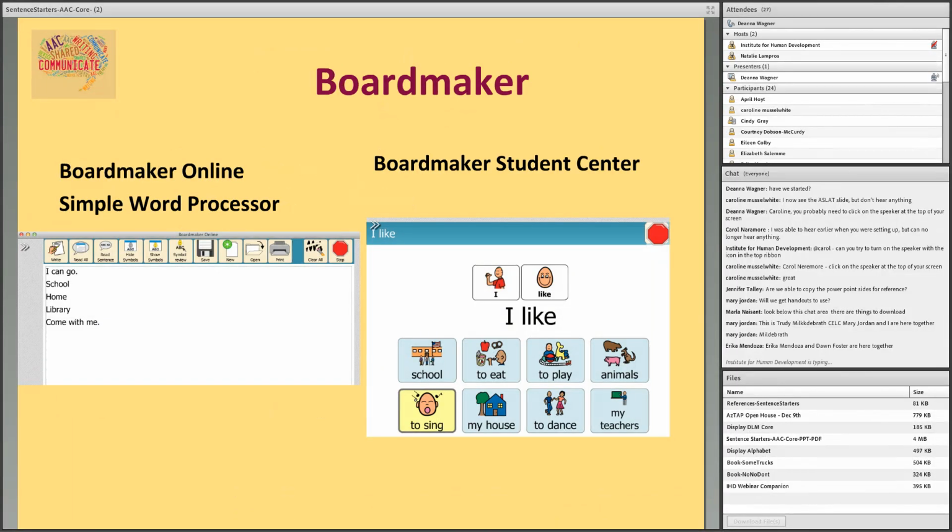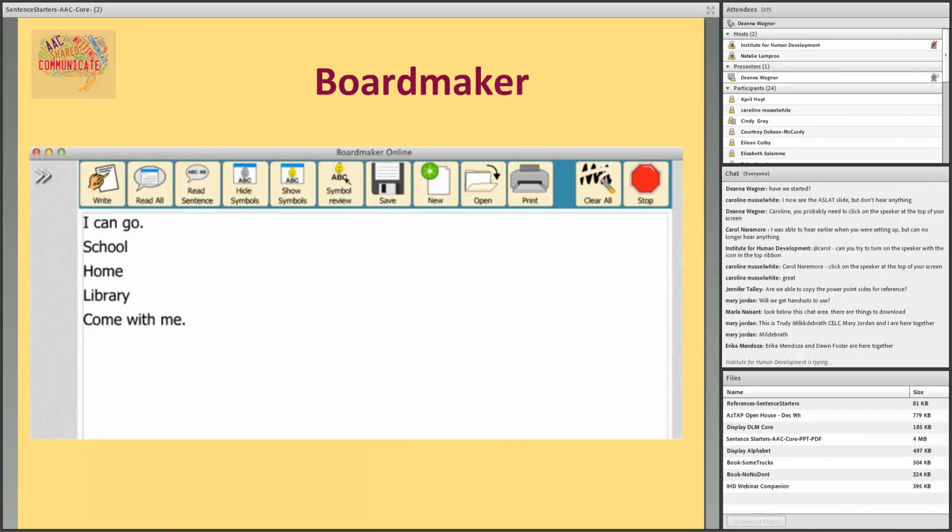On the left on this slide, you'll see the Boardmaker Online Simple Word Processor. If I made some sentences about what I like using symbol displays, then if I go to the Simple Word Processor, and I think here it is bigger, we can have the button that says read sentence so that it's read with highlighting. And so that can be a nice tool. And Boardmaker Online is a subscription.